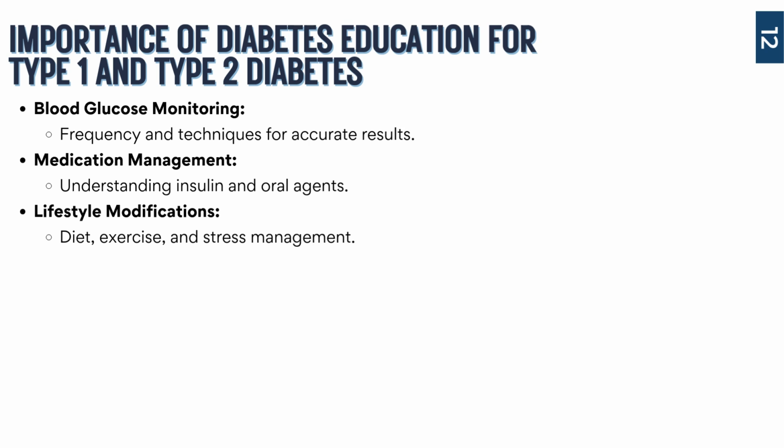So patients need to understand when and how often to check their levels. For instance, people on insulin might need to check before meals and at bedtime. That's really common, right? While others may check less frequently. Proper techniques, such as using a clean, dry finger and enough blood on the test strip, ensure accurate readings.